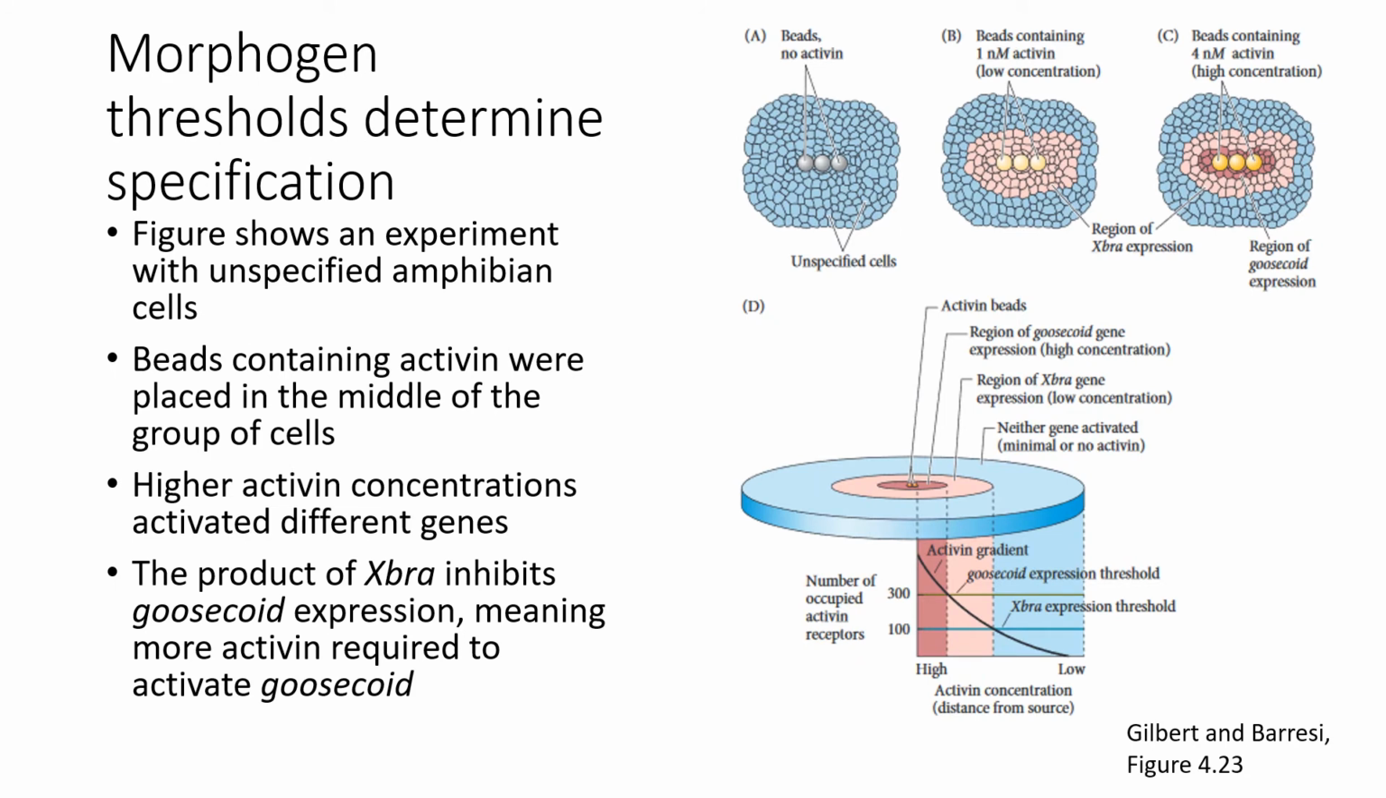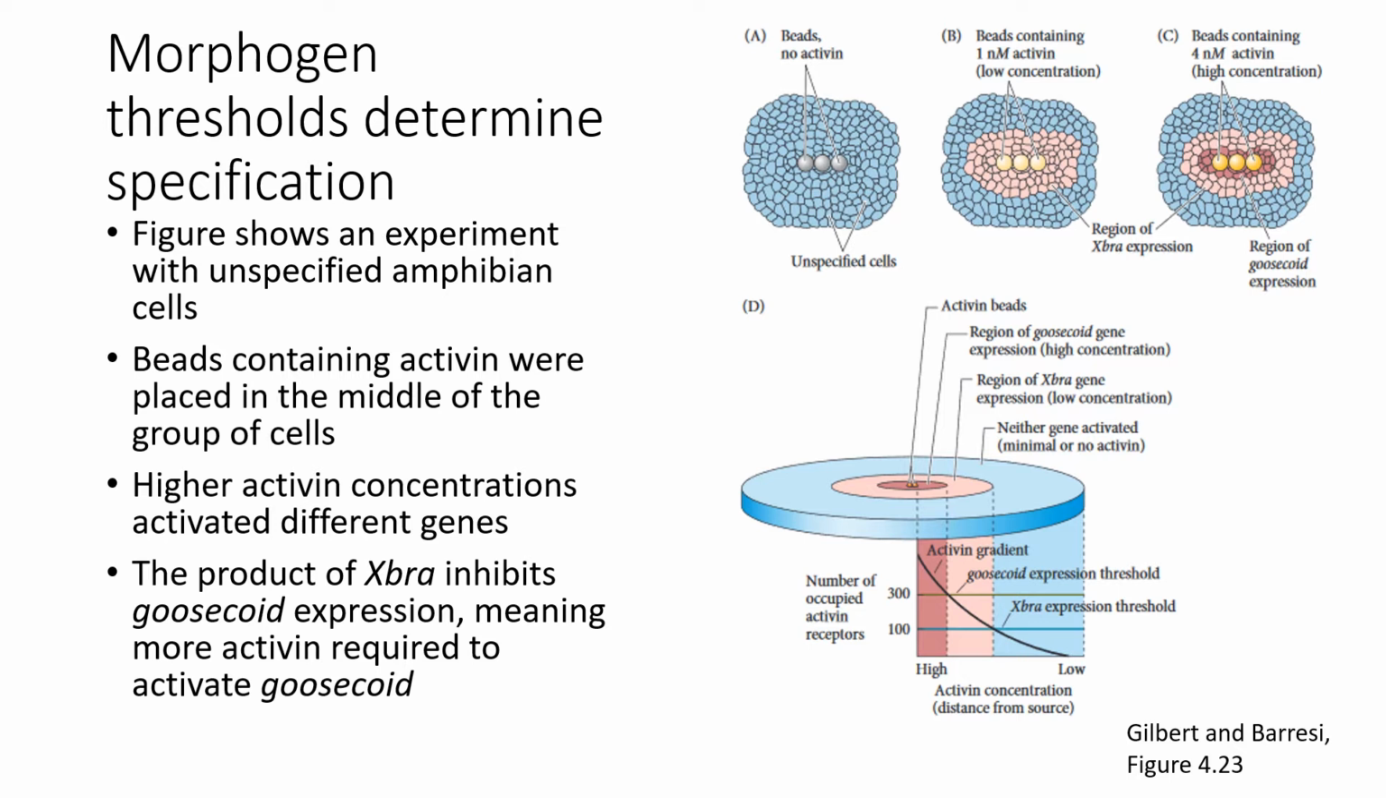Okay, so this figure is figure 4.23 in the textbook, and it reveals an experiment that was performed by different researchers in 1994 and in 1998. And it shows the threshold theory from the previous slide in action. So these researchers took beads containing different levels of activin, which is a morphogenic protein, and they placed these beads in the middle of a cultured field of unspecified amphibian cells.